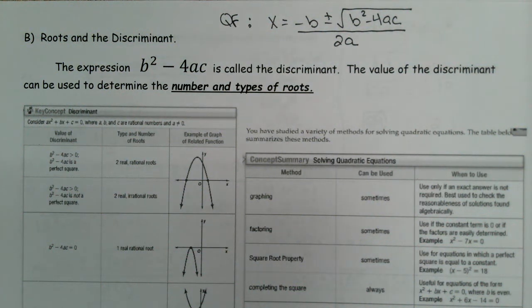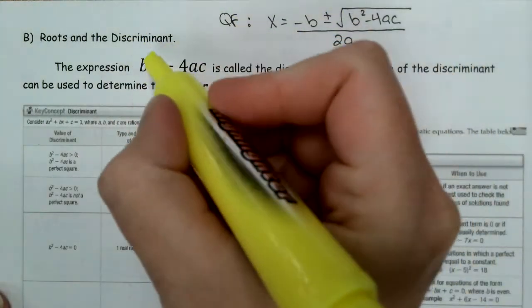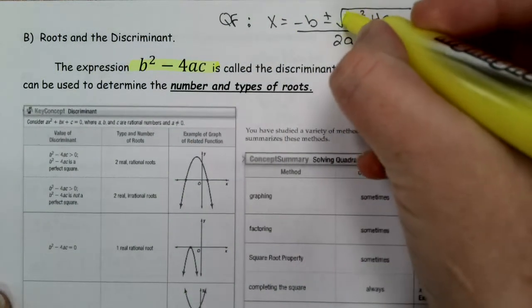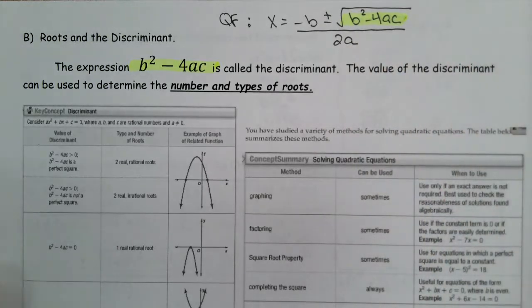All right, so today in Algebra 2, we're going to be talking about the discriminant and how that can help you figure out how many roots it has. So the discriminant is this expression, b squared minus 4ac. It's just the part under the radical of the quadratic formula.